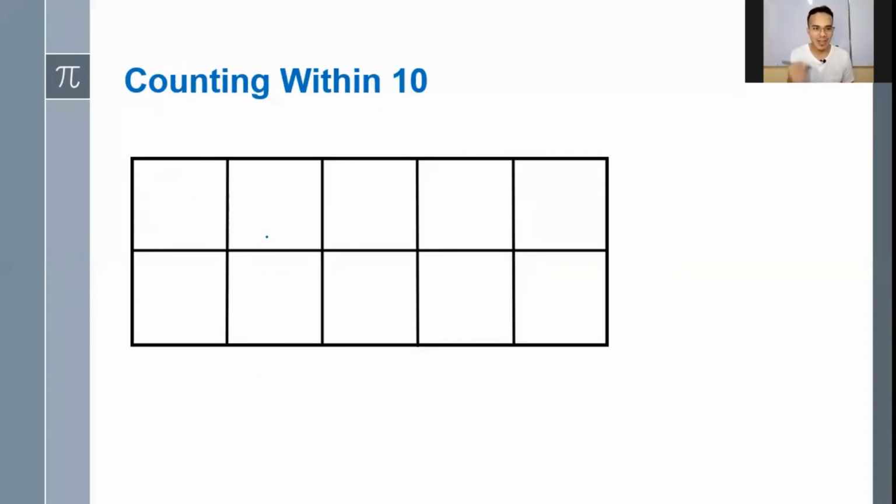Okay, for our next example, I'm going to introduce to you this picture. We call this picture a 10 frame. Why? It's very simple because there are 10 of them. If this is full of objects, full of apples, then there are 10 apples. You don't have to count the apples because this is called a 10 frame. It means if this is full, then there are 10 of them.